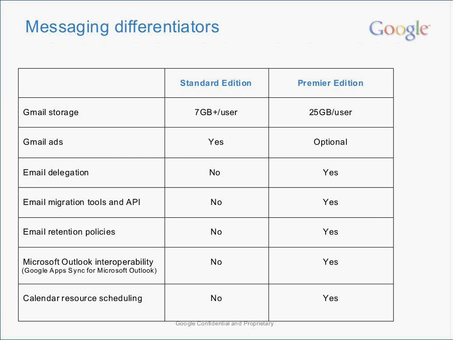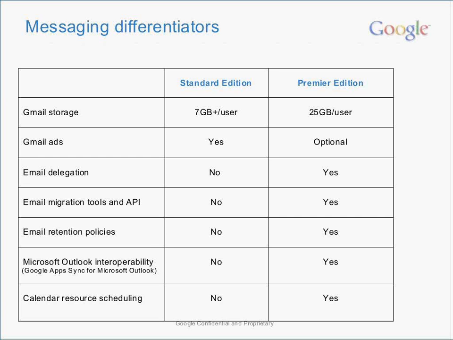What this means is you're not able to integrate a standard edition instance with your Active Directories. You're not able to do things like single sign-on and a lot of other advanced integrations with your existing systems. And most importantly, you're not able to sync with Microsoft using our new Google Apps Sync for Microsoft Outlook. That is not possible with the standard edition. An important feature in calendars, the resource scheduling, even that's not available with the standard edition.